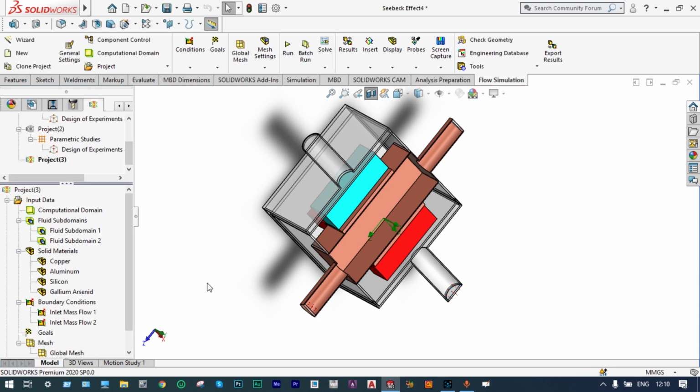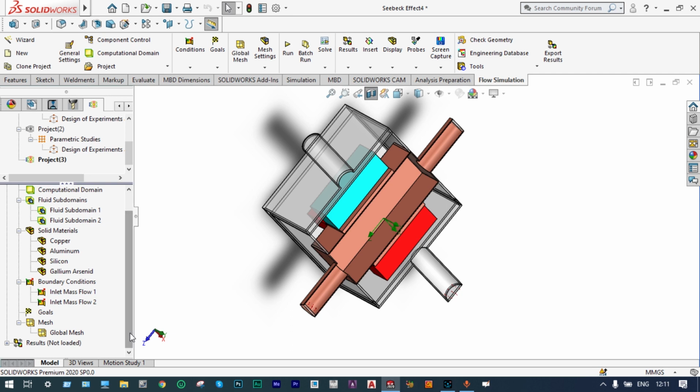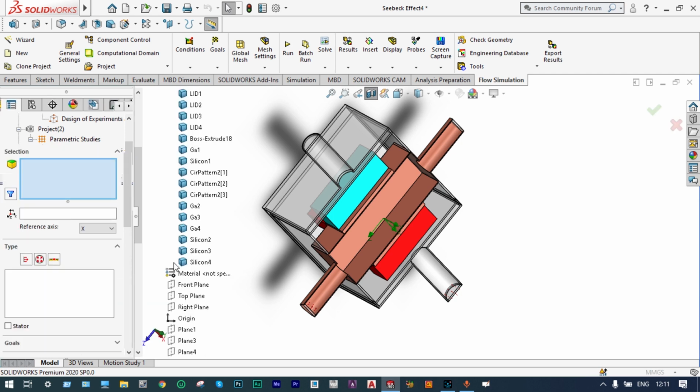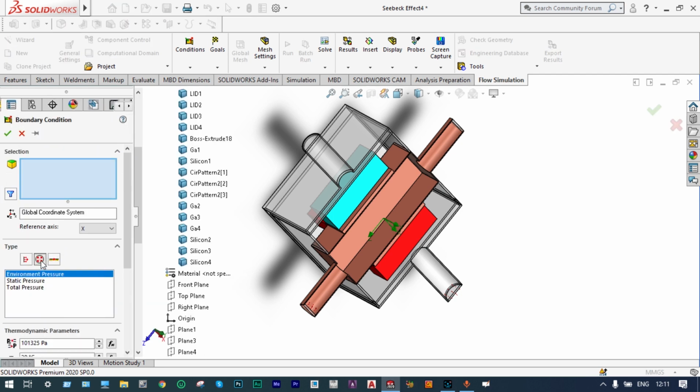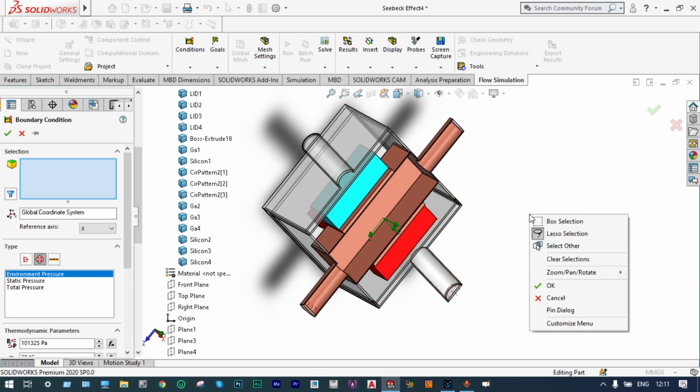Next to that, we have to apply boundary conditions, atmospheric pressure or environmental pressure at the exit locations. Again, insert boundary conditions. It will be environmental pressure at the exit locations. Let us select this one in a better way.